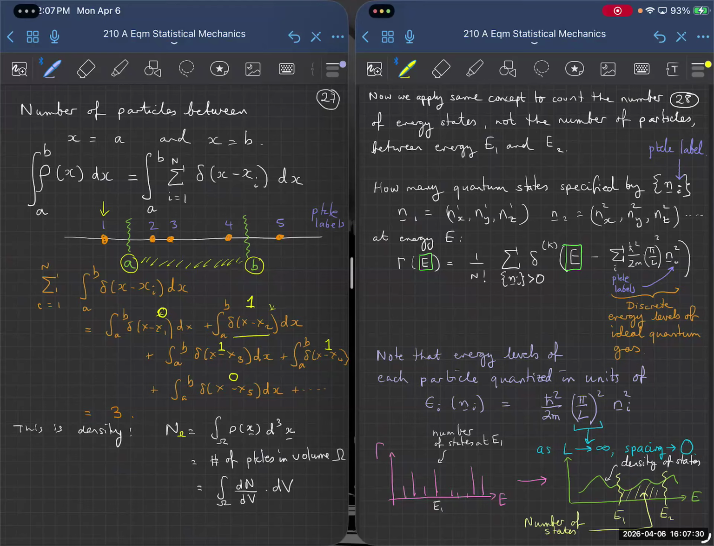Okay, so now at the end of the last lecture, we started applying this to looking at energy levels and energy states in a quantum system. So we want to understand, for example, what is the entropy of a system, which is counting the number of quantum states. More precisely, if I have a system with energy E, then I want to know how many quantum states are at that energy E.